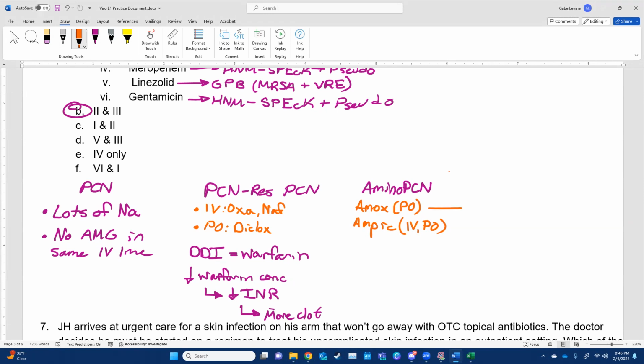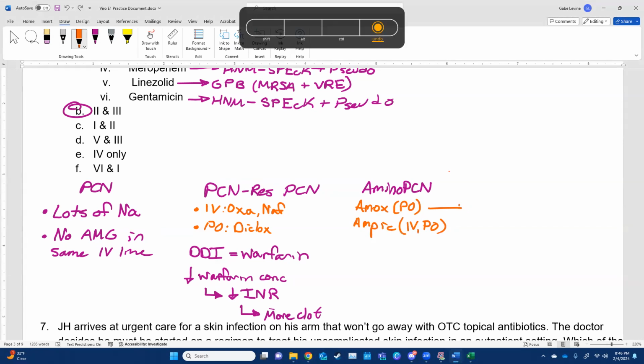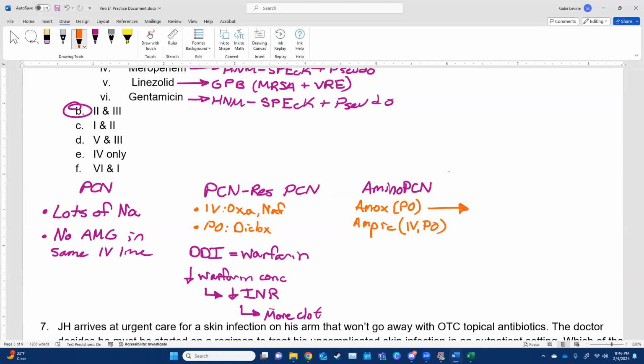Big thing about amoxicillin. Should people take it with or without food? With food. 100%. Ampicillin, how should they take it? Without. Personally for me, I don't get diarrhea with amoxicillin. I get vomiting. Really, really bad vomiting with amoxicillin. NVD. Not fun. All right. Diarrhea is the big one, though.